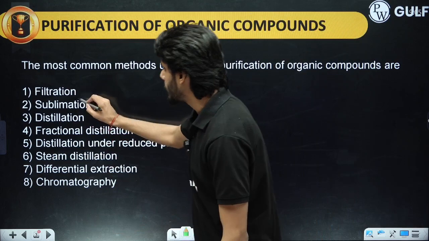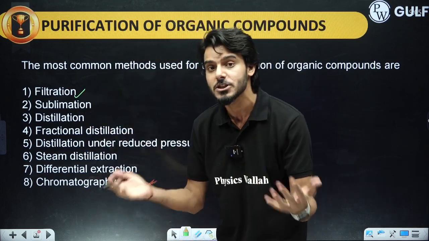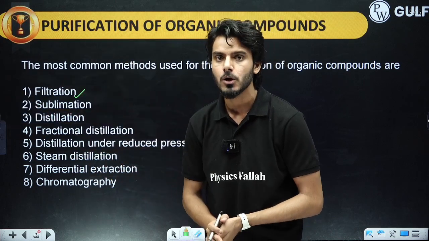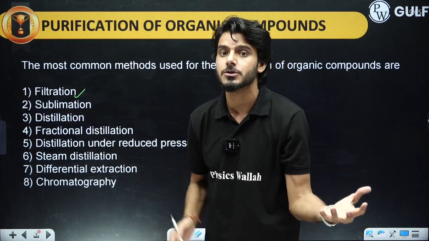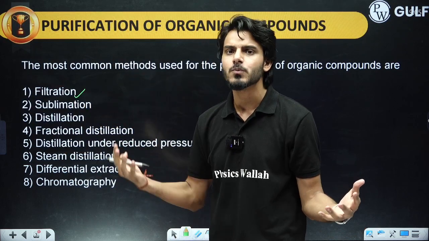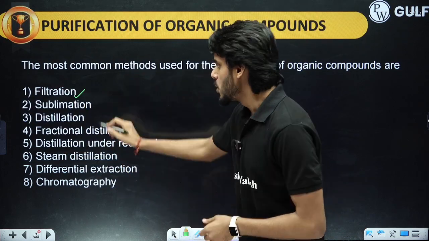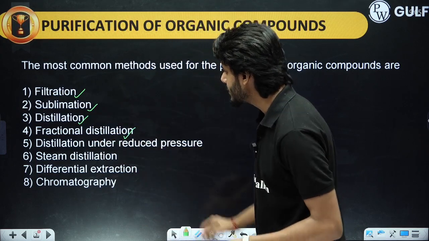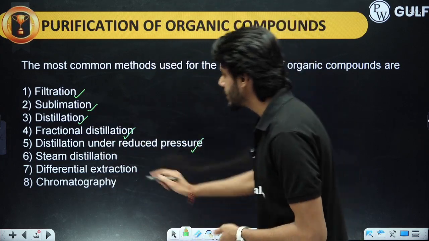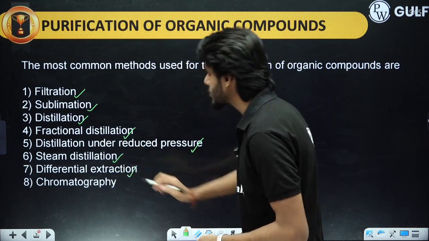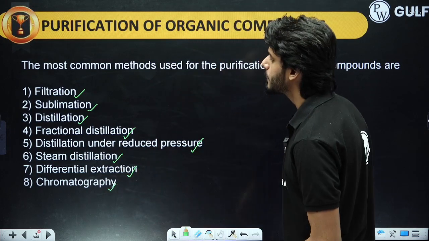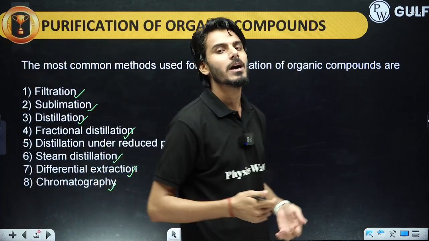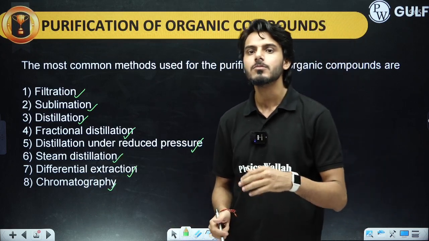We will start from filtration. What is filtration? What is the principle of filtration? When we use filtration for a particular organic compound, what should be the properties of that compound so that we can use it? A lot of things we have to discuss in this topic. Then we'll discuss sublimation, distillation, fractional distillation, distillation under reduced pressure, which is very important, steam distillation, differential extraction, and then chromatography. After these purification methods, we'll move to our qualitative and quantitative topics.